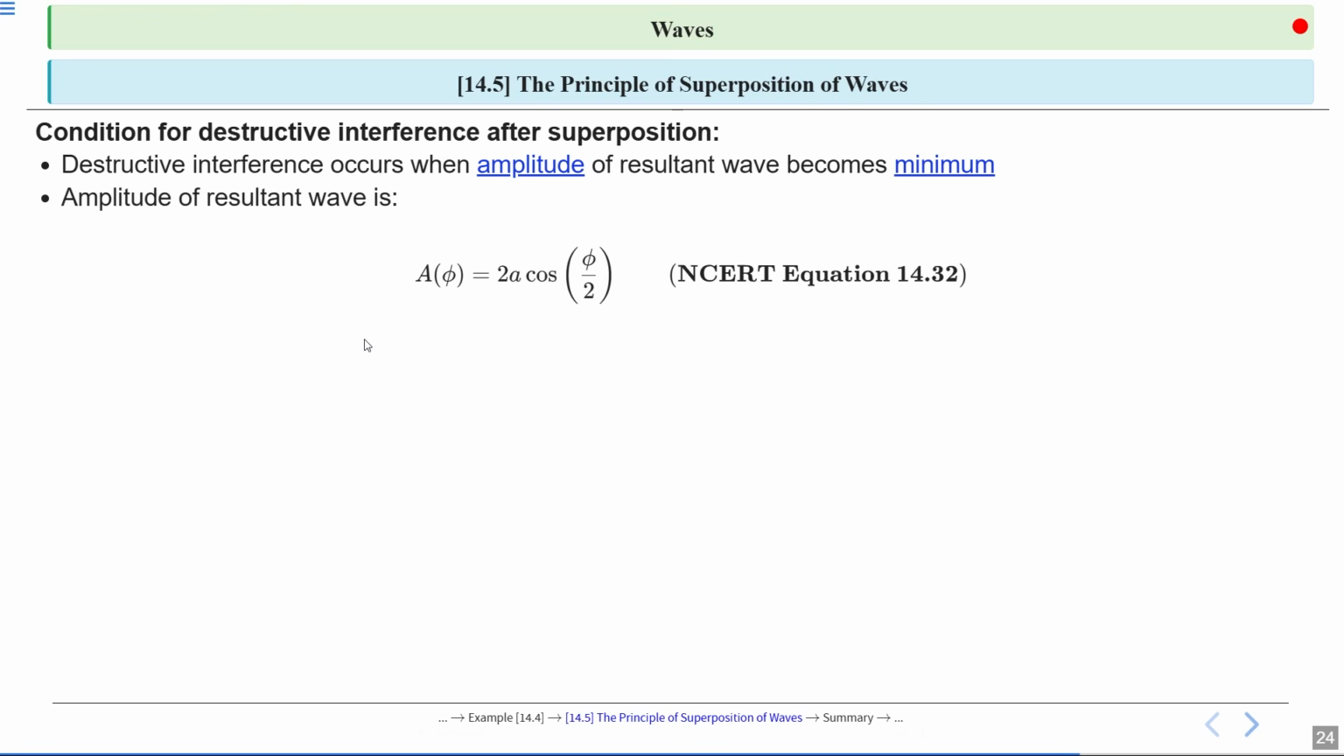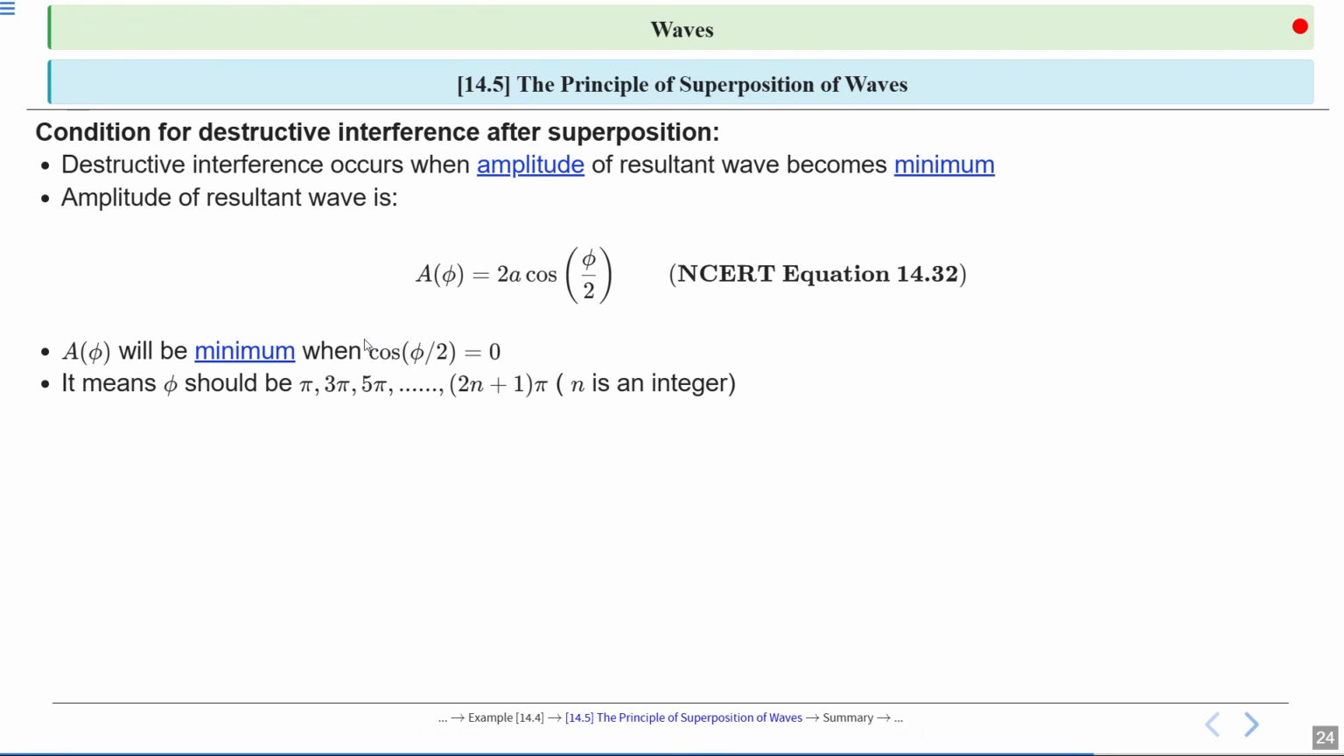So, the amplitude of the resultant wave when two waves of the same amplitude A are superposed is given by the formula A of phi is equal to 2A cos phi by 2. A of phi will be minimum when cos phi by 2 is equal to 0. So it means phi should be pi, 3 pi, 5 pi, or (2n plus 1) pi, where n is an integer.